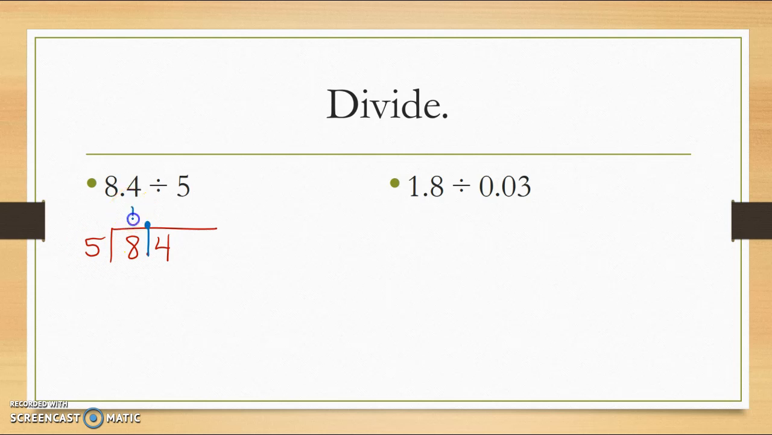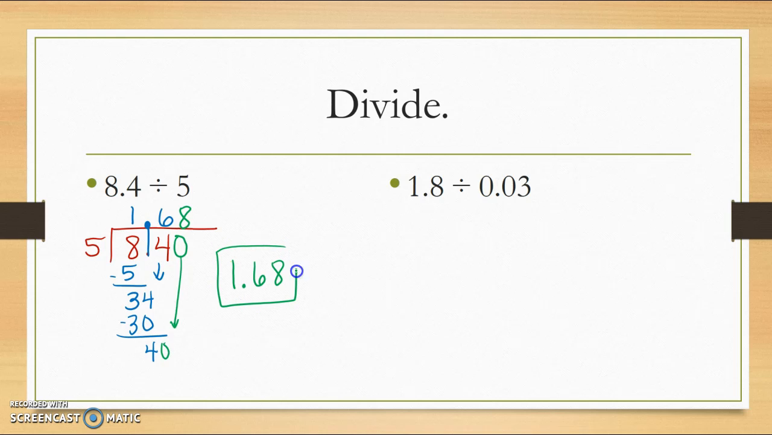So 5 goes into 8 one time. We have 3 left over. Drop down our 4. 5 can go into 34 6 times, and that gives us 30. So here we've got a remainder, which we don't want, so we have to add a 0 to our dividend, our inside number, so we can continue our division. 5 can go into 40 8 times, so our answer is 1 and 68 hundredths for that one there.